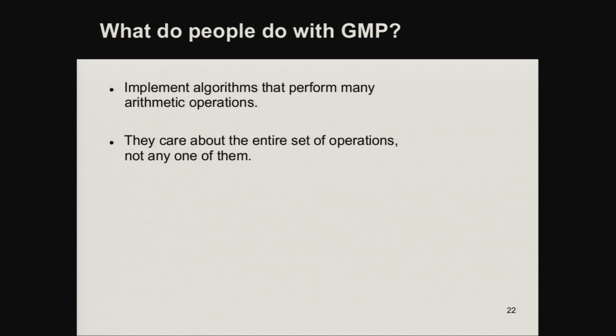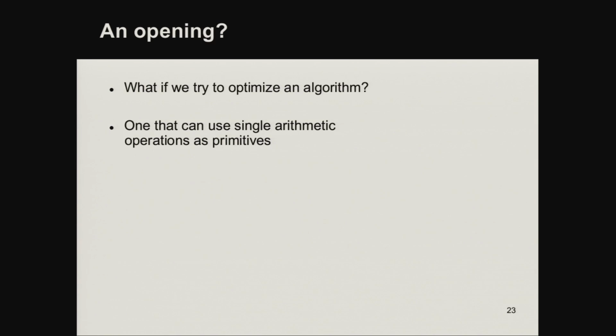So now, what do people do with GMP? It's almost never the case that your problem is, I want to add two numbers and know what the answer is, and that's the extent of the calculation. So you're going to implement algorithms, and they're going to perform lots of arithmetic operations to solve some other problem that you actually care about. And so when you're tuning it, you don't care how long it took on any individual operation. You care how long it takes to finish the entire computation that you care about the answer for. So maybe this is an opening: what if we try to optimize an algorithm that's able to use single arithmetic operations as primitives, but gives some result that's more important than just a single operation by itself?